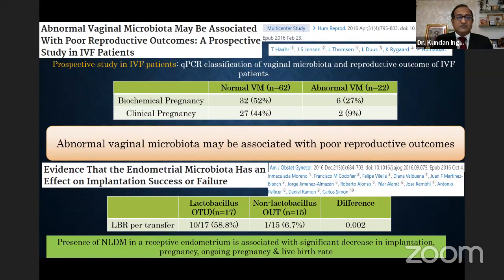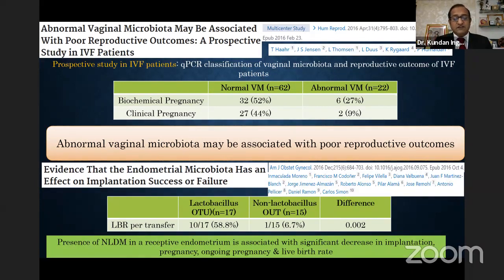Now, there is one more important factor, which is that abnormal vaginal microbiota may be associated with poor reproductive outcomes, a prospective study in IVF patients. In this particular prospective study done in 2016, if a patient has a normal vaginal microbiota, then the positive pregnancy rate as well as the clinical pregnancy rate are significantly higher, and significantly lower if there is an abnormal vaginal microbiota. They concluded that abnormal vaginal microbiota is always associated with a poor reproductive outcome.